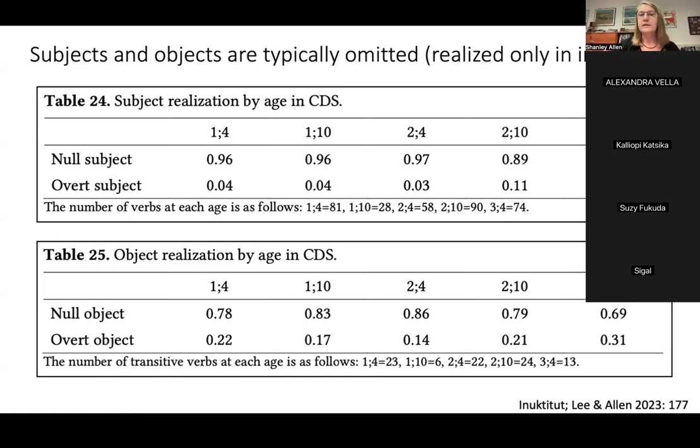And so again, this is something that's going to differ depending on the typology of the language. But for Inuktitut, we found consistent subject and object omission and this consistent difference between them, that subjects are omitted more than objects, which is also pretty typical across languages.